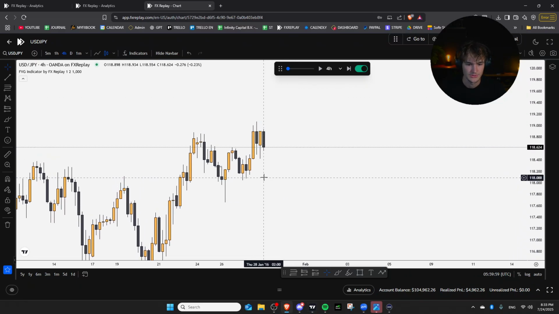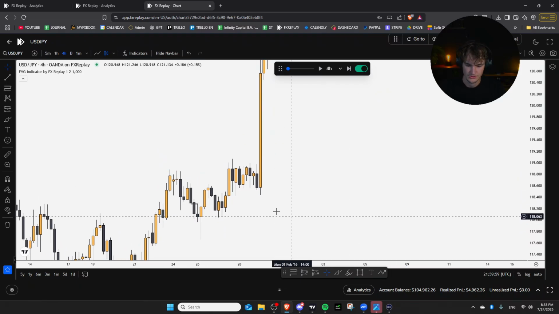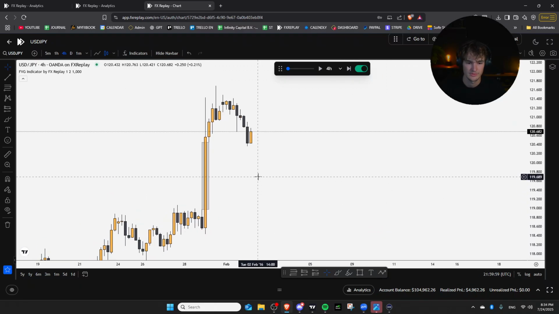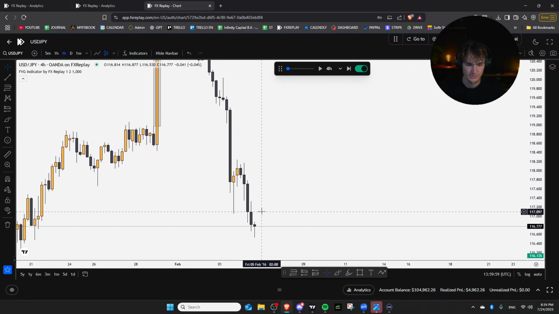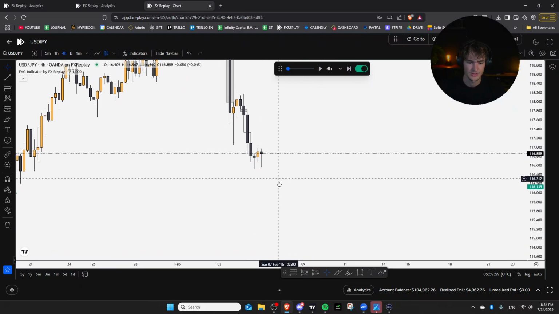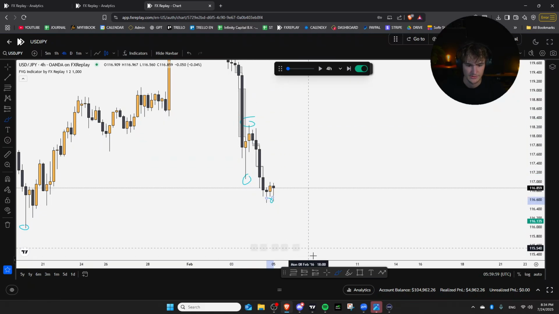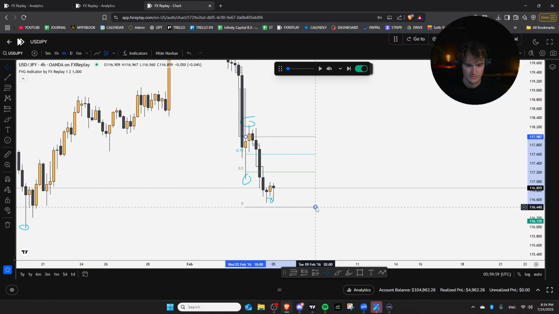Okay, let's see. Let's continue playing price forward. So we're going to do 6 months all the way until June. And we're going to play price forward, see when we get a new setup. So I see one right here, which is a little bit aggressive, but it is valid. Let's see if that plays out.